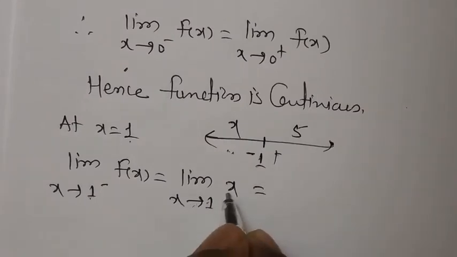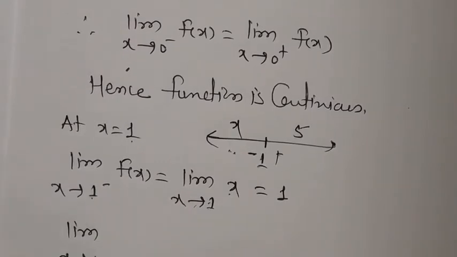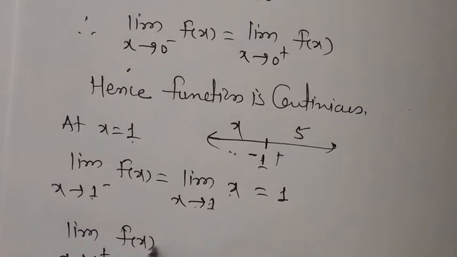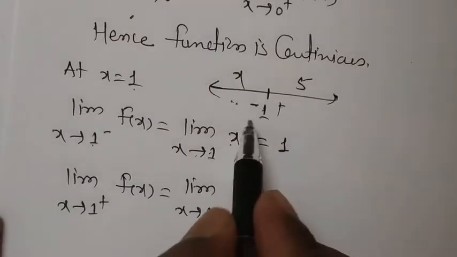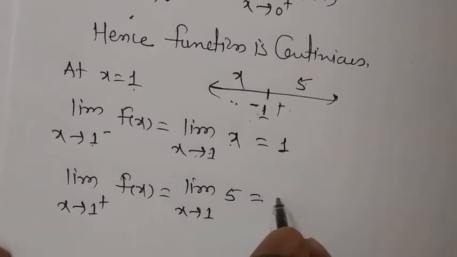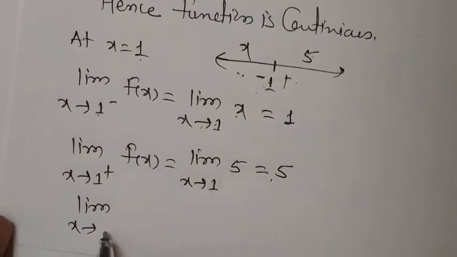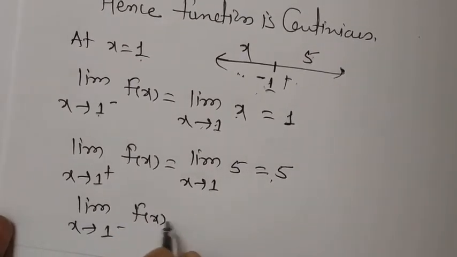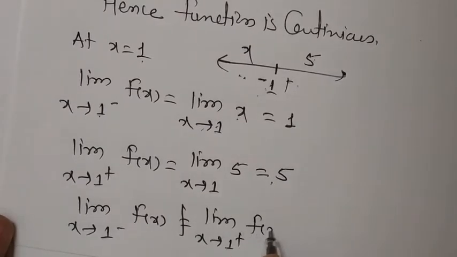When we put x equals 1, the answer is 1. Now limit x tends to 1 plus f of x. Now here plus means what? From here the answer is 5. Then 5 is a constant quantity. It will never be changed by this limit. The answer is 5. Are they equal? No. Then limit x tends to 1 minus f of x is not equal to limit x tends to 1 plus f of x.